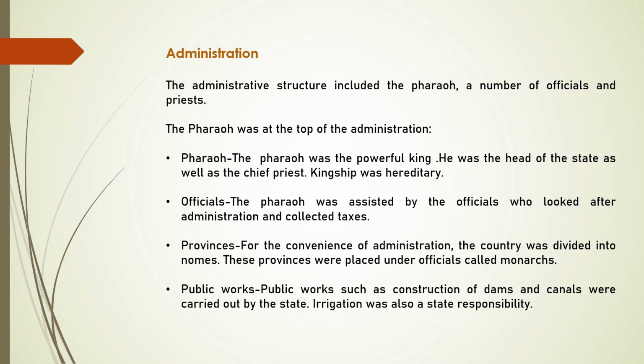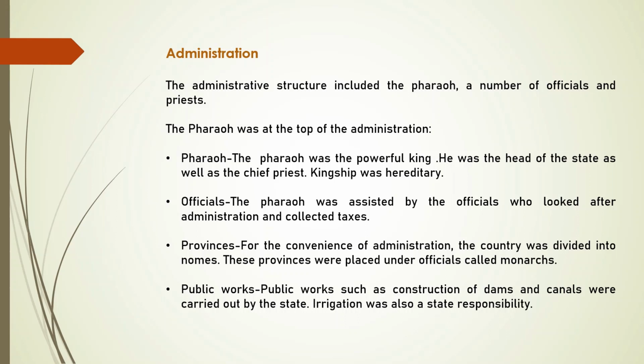Officials. The pharaoh was assisted by the officials who looked after administration and collected taxes. Provinces. For the convenience of administration, the country was divided into nomes. These provinces were placed under officials called monarchs. Public works. Public works such as construction of dams and canals were carried out by the state. Irrigation was also a state responsibility.